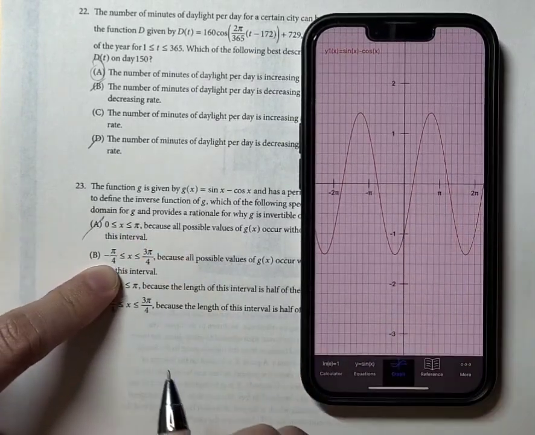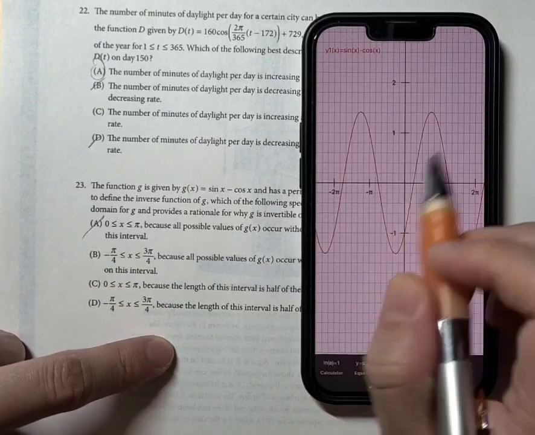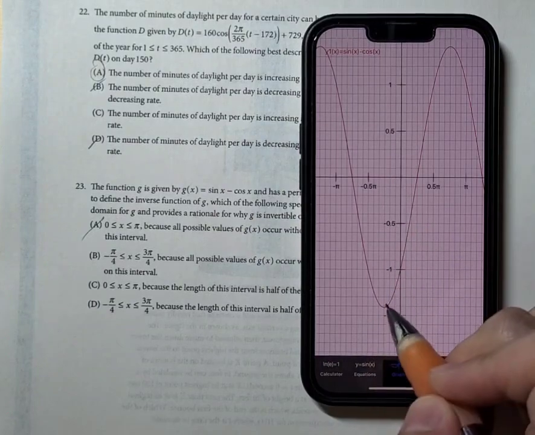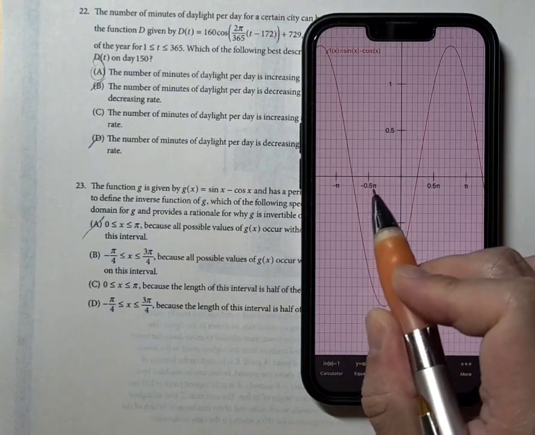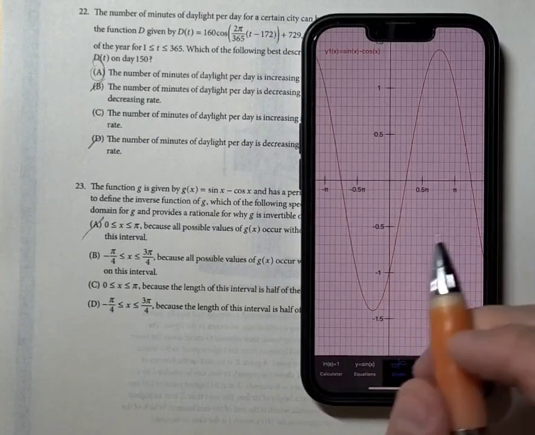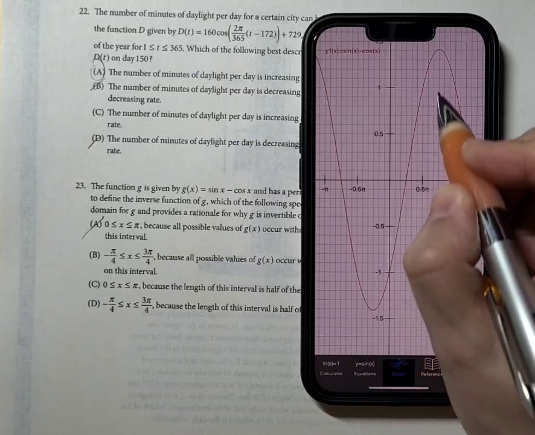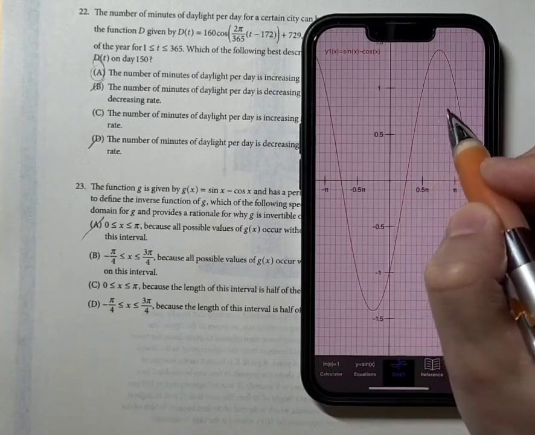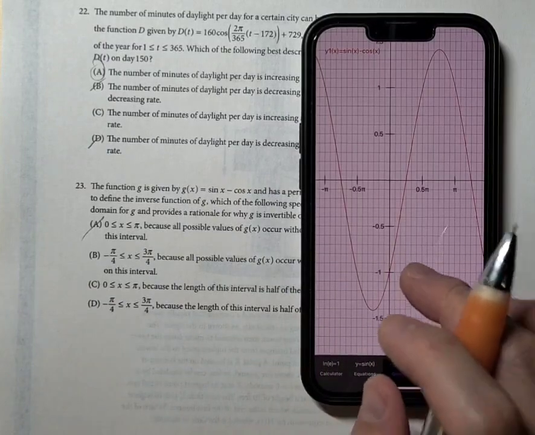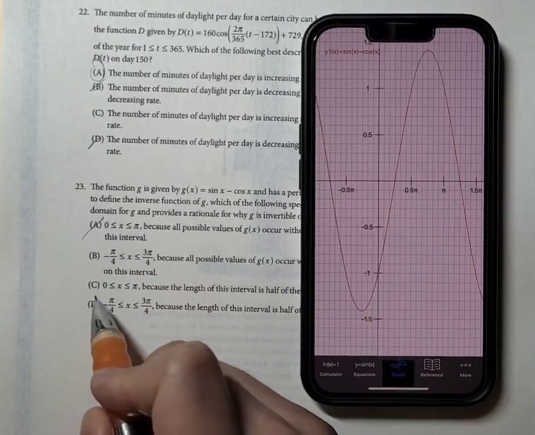How about negative pi over 4 to 3 pi over 4? Negative pi over 4 would be somewhere here. This is negative pi over 2, so negative pi over 4 is somewhere here. And then 3 pi over 4 is just short of 4 pi over 4, which is pi, so it'll be somewhere here. It looks like that might work, so let's hold off on that. How about x between 0 and pi? We just did that over here; it fails the horizontal line test.